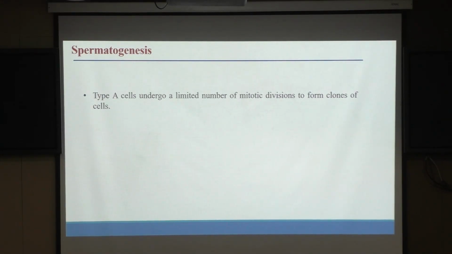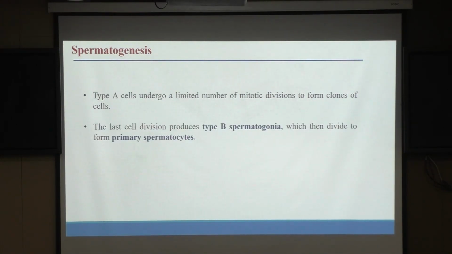As I mentioned earlier, these type A cells will undergo repeated mitotic divisions to become more and more type A spermatogonial cells. At one stage, the last division of type A spermatogonial cells will give rise to type B spermatogonia. Right? The histological differentiation you will learn later. But from an embryological point of view, the type A spermatogonia differentiate into type B spermatogonial cells, which finally form a group of cells called primary spermatocytes.